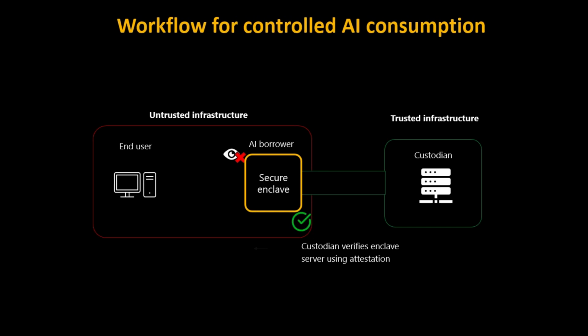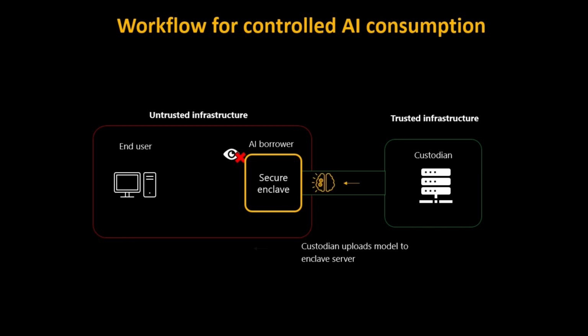In a first phase, the custodian verifies remotely that the AI borrower has launched the enclave that the custodian previously shipped and that the correct server is booted. This verification is done through a process called attestation, which provides cryptographic proof to the custodian that they are talking to a secure enclave and that anything shared with it will benefit from hardware isolation, so outsiders can't read or access the content of the enclave.